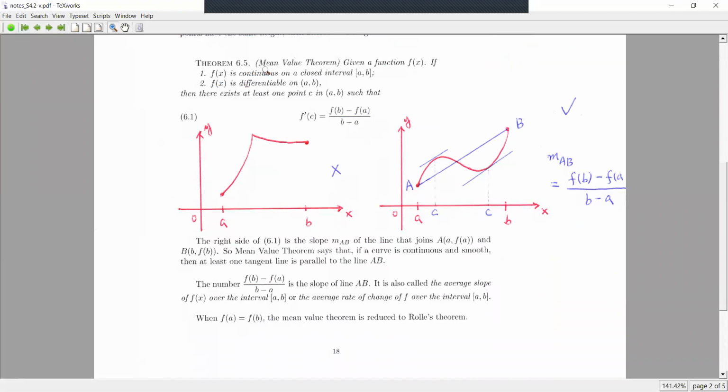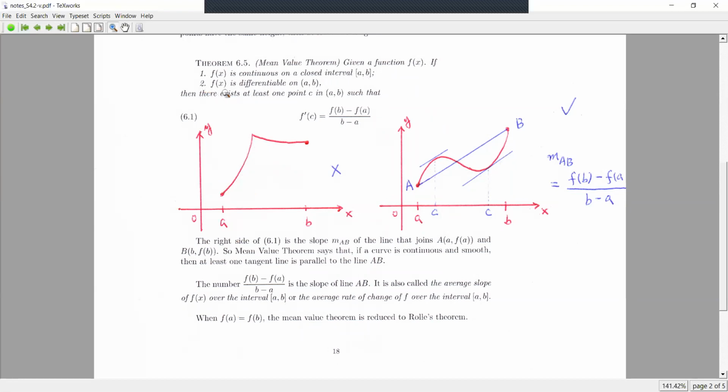The second theorem, mean value theorem. It is similar to Rolle's theorem. Given a function f, if the function satisfies these 2 conditions, then we have this conclusion. Condition 1, function is continuous on a closed interval AB. We have 2 curves here. Both are continuous over the interval AB.